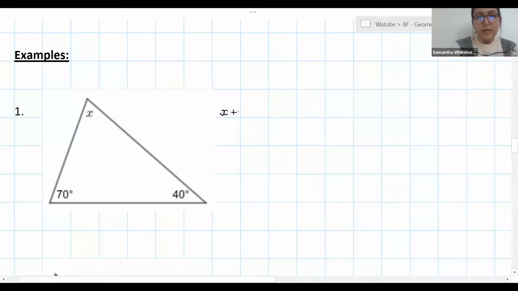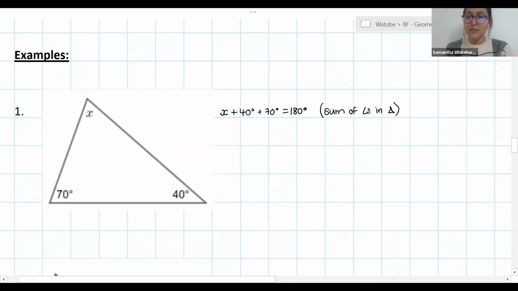x plus 40 plus 70 must give me 180 degrees. Now, remember, I've made a statement, so I have to give a reason. And my reason here, as we've just learned, is sum of angles in a triangle. Now, guys, you can write your reason exactly as I've done it, using the angles symbol, the little lopsided L. And if you ever want to write triangle, you can actually just draw a triangle if you want to. That's absolutely fine. And now we can go and solve our equation.